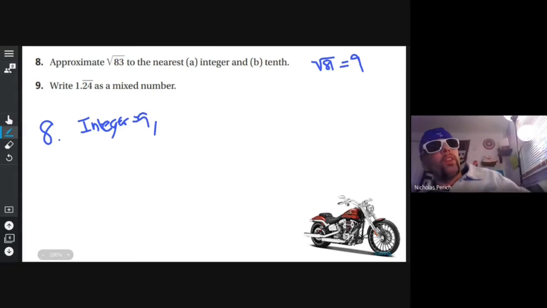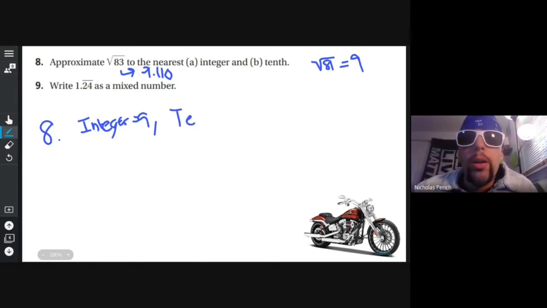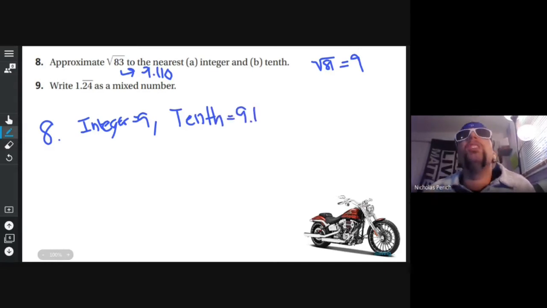Let's see what it is as a tenth. Square root of 83. The square root of 83 is approximately 9.11043. So approximating it to the nearest tenth has me saying that it's going to be 9.1, and that's that. Okay? Easy.